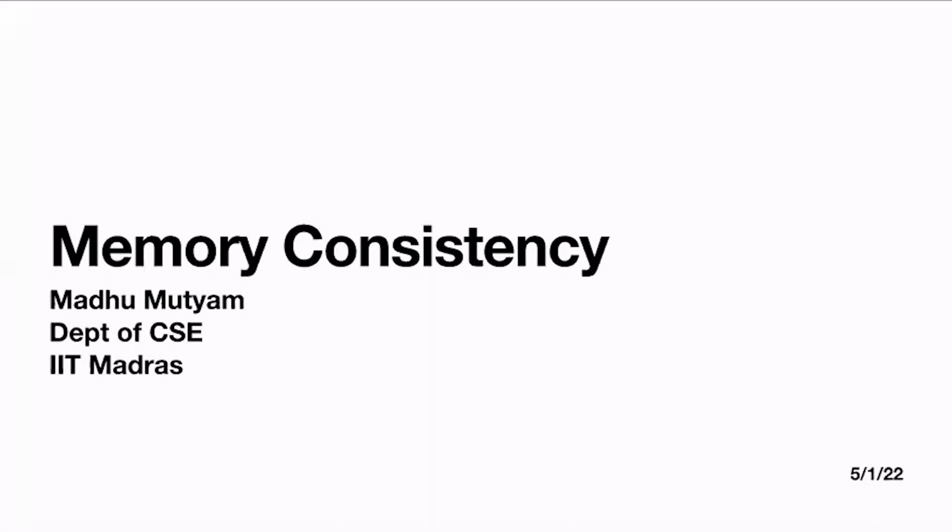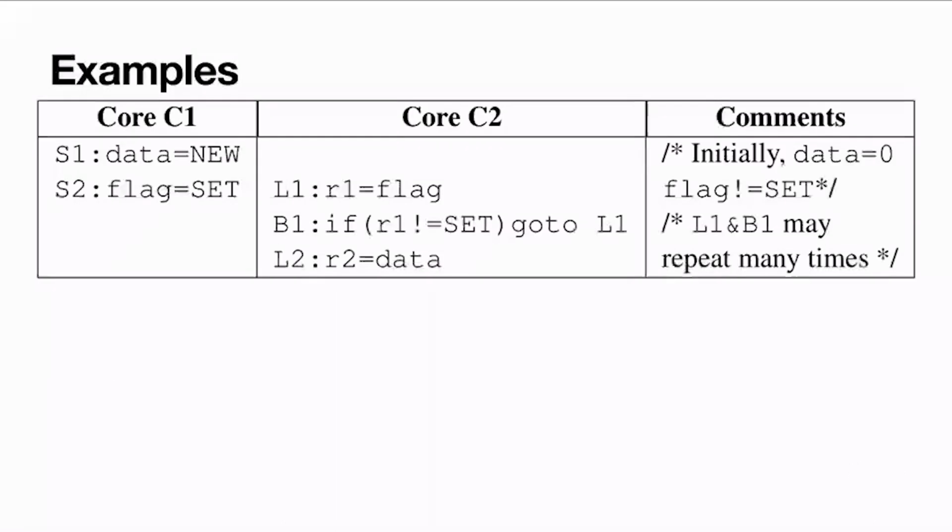Let me take you through the first example. Let us consider a two-core system, core 1 and core 2, and we have a simple piece of code. As a programmer, you have written this code. What are your expectations? What are you expecting at the end from the R1 and R2 registers?